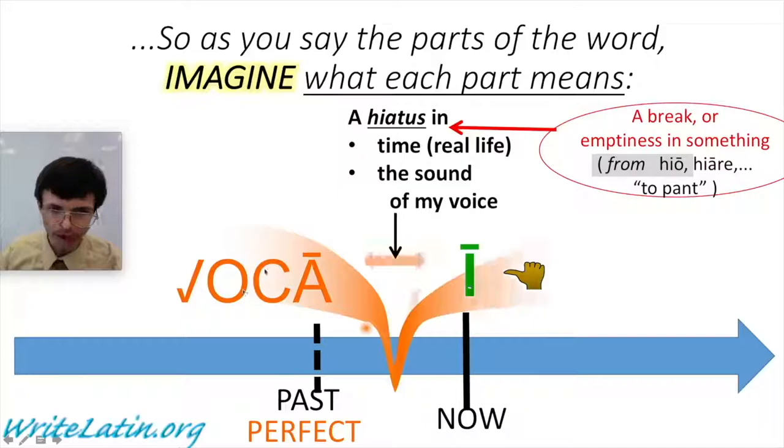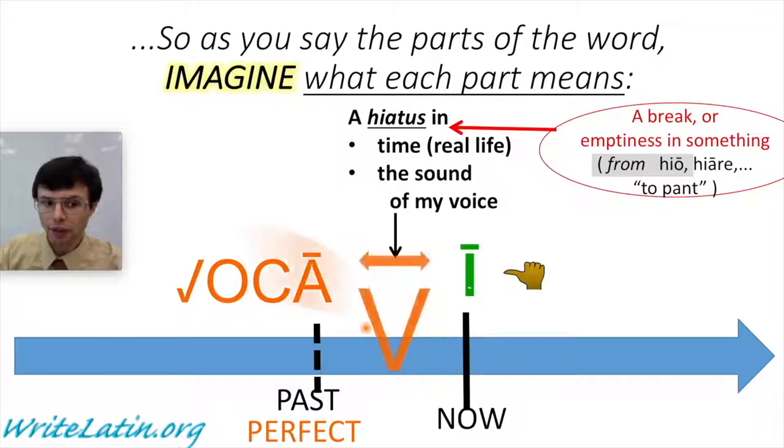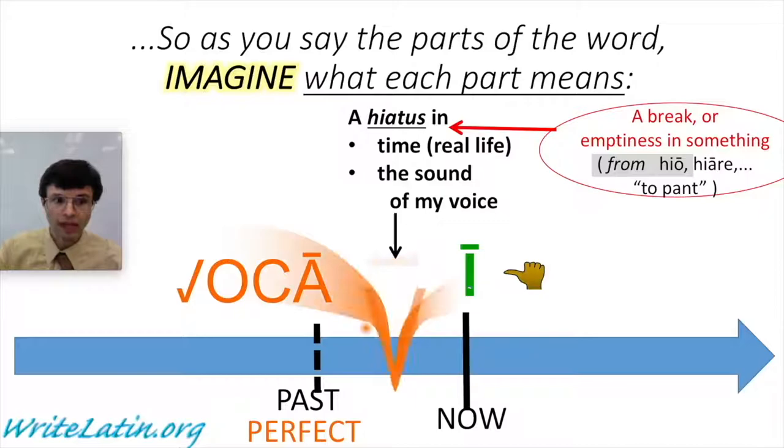All right. Now, V is not the only sign of the perfect tense. There are some others. Most common, of course, is U, because remember, V and U were the same letter. So it's only for our sake in our manuscripts that we separate them as U and V. But if you see a U here, well, that's the same thing as V, right?